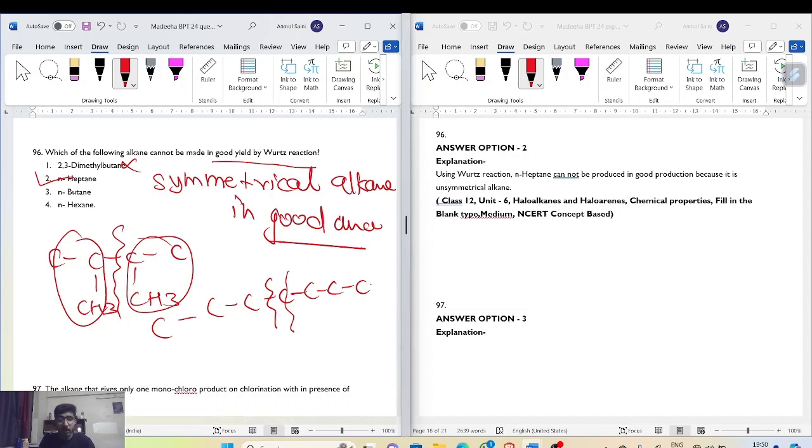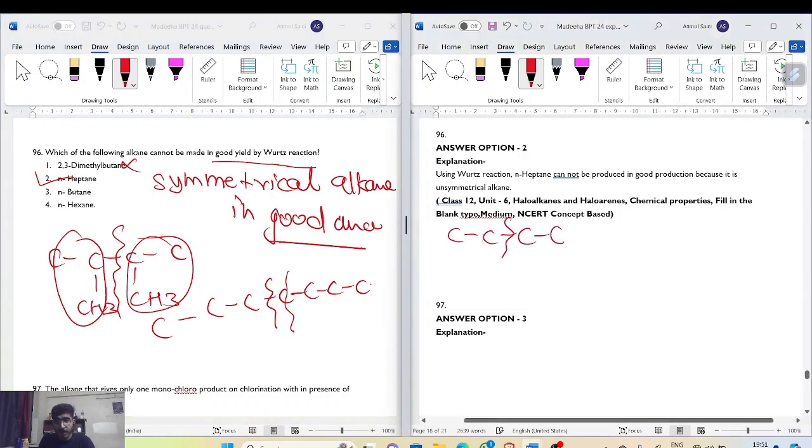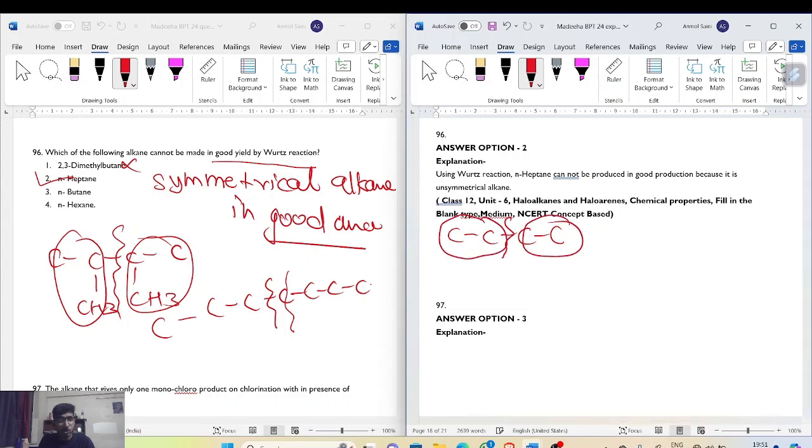So if we check option number 3, we have n-butane, meaning a 4 carbon chain, 1, 2, 3, 4. So this is symmetrical. This group has 2 carbons, this group also has 2 carbons. So option number 3 also has symmetrical groups.